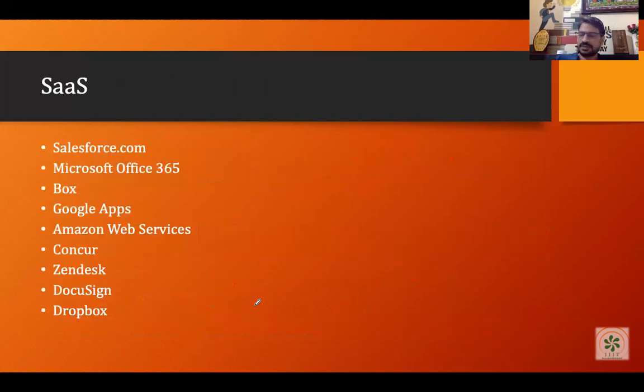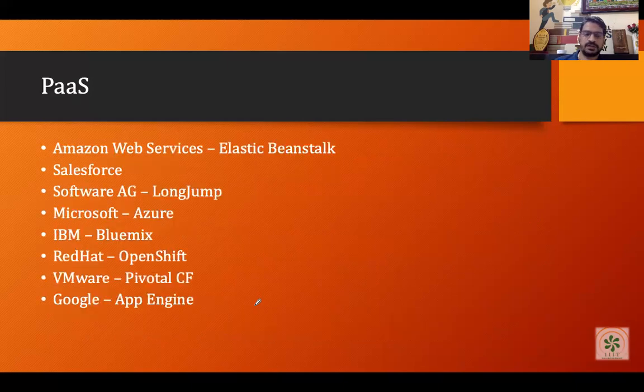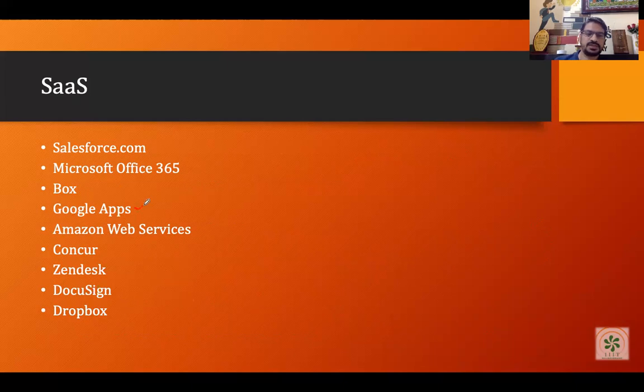Let's see some of the examples related to that. Software as a service: what are the examples we have? Salesforce.com, Microsoft Office 365, Box app, Google applications, Amazon Web Services, Concur, Zendesk, DocuSign, Dropbox. I can add Google G Suite, right? All G Suite are examples of software as a service, which is already there.